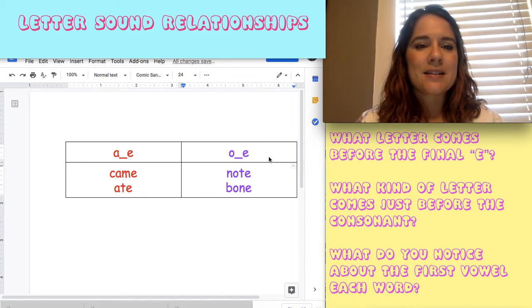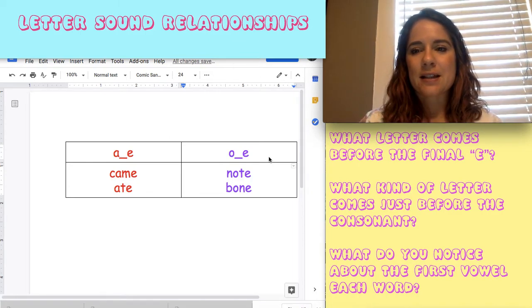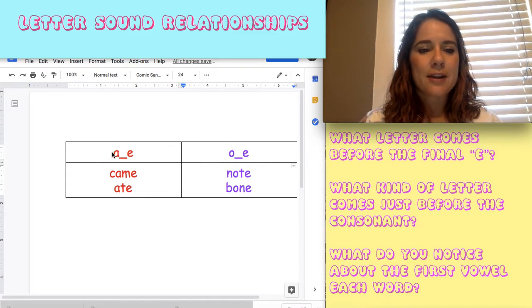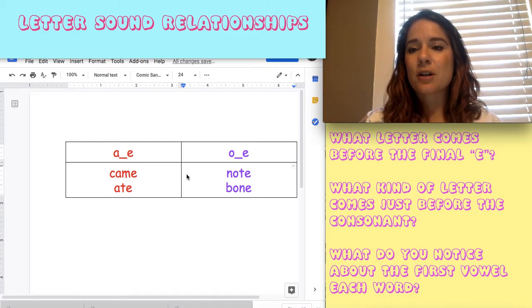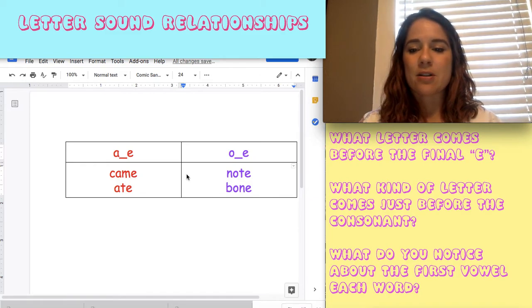Good morning. Today we are going to do a phonics lesson on letter-sound relationships. I have a little chart right here, and I have some words written. So we're going to study the words today. We're going to be talking about silent E words.